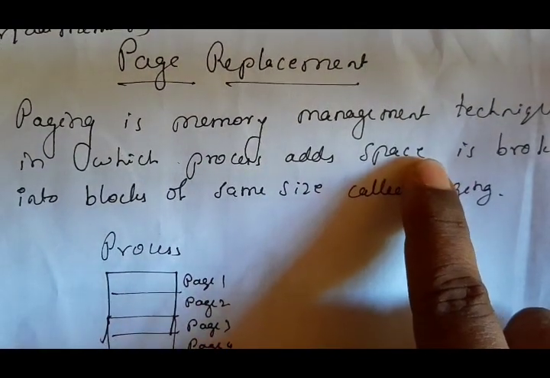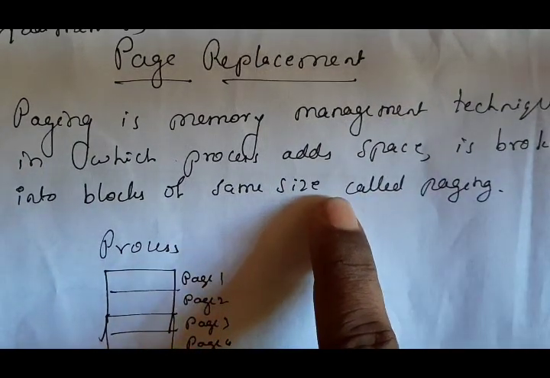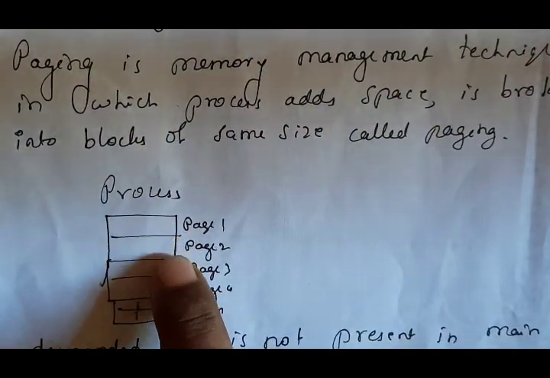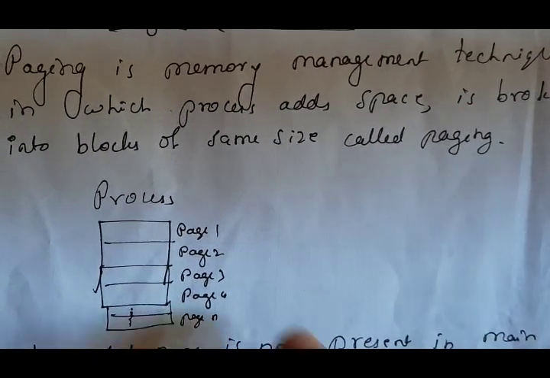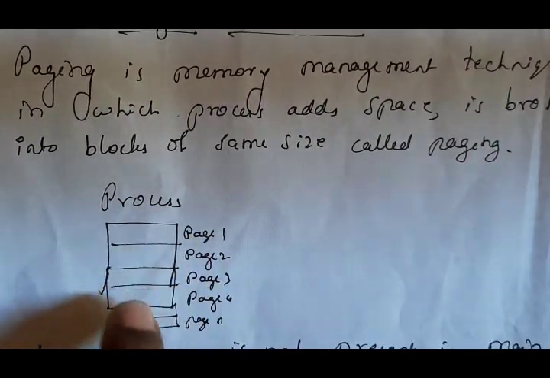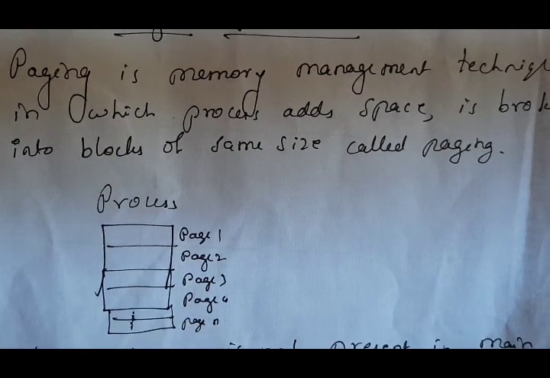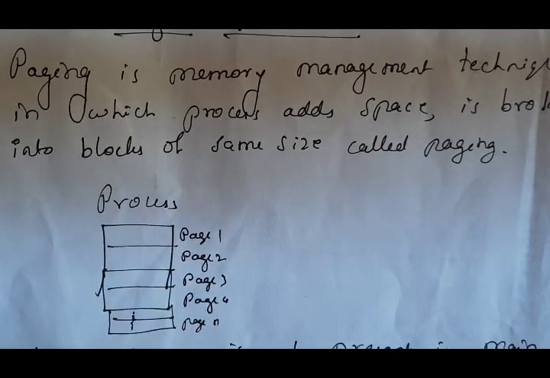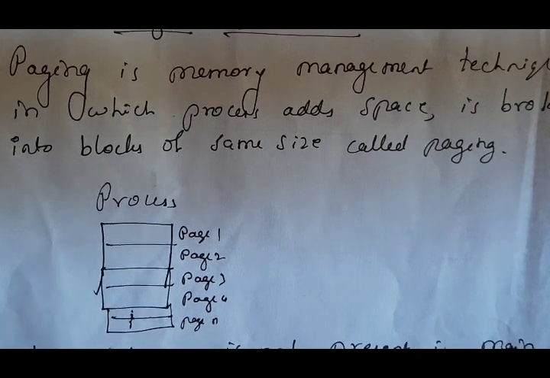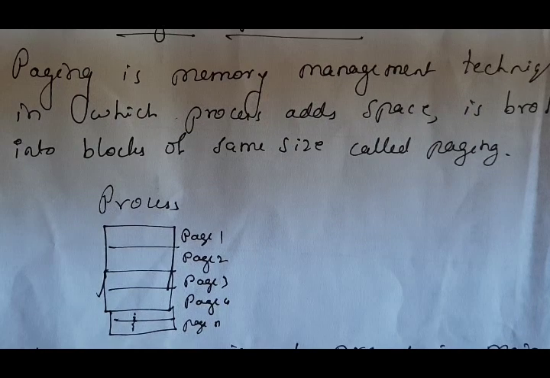Paging is a memory management technique in which a process address space is broken into blocks of the same size. This is page 1, page 2, page 3, page 4. The CPU wants these pages to execute.